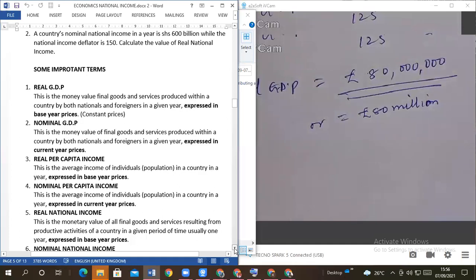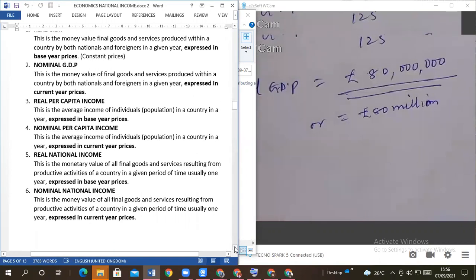And then the next is nominal per capita income. This refers to the average income of individuals in a country in a year, expressed in current year prices. So you can see the distinction there is current year and base year. So be very careful there.